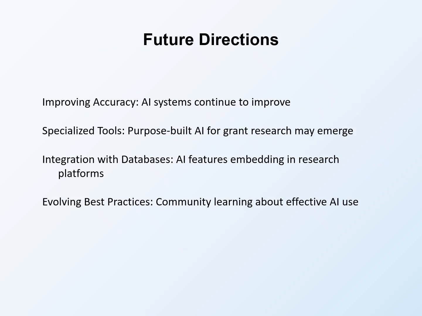Future directions suggest how AI for prospect research may evolve. Improving accuracy means AI systems continue to improve over time. Current limitations around accuracy and hallucination may be reduced in future systems. Staying current with AI development helps you benefit from improvements as they emerge.